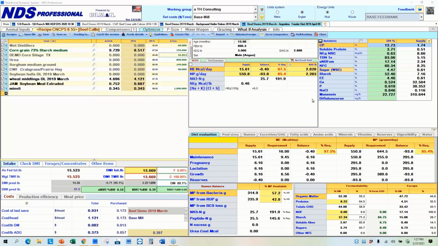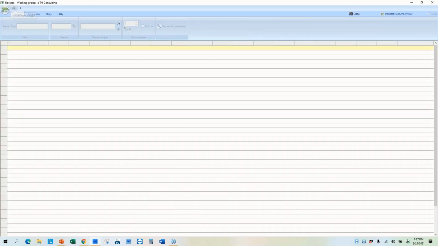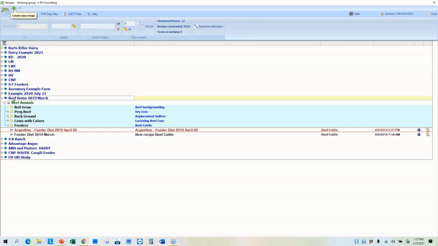So I just brought up a bunch of diets that we had been working with, and a couple of things that you can do is, if you go in to describe your farm and you are working in beef, you can even do this under the same farm, but you can describe the pen for the inputs of the beef backgrounding, a beef dry, replacement heifers, a lactating beef, and then the beef cattle goes ahead and brings in that beef submodel.